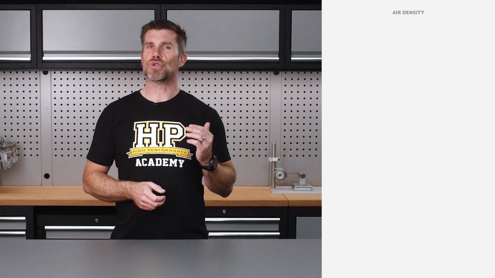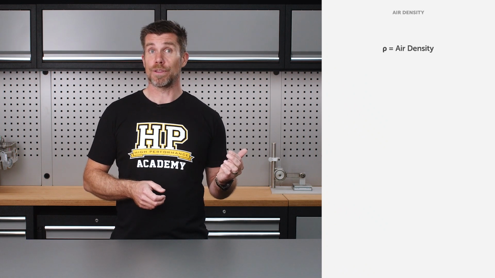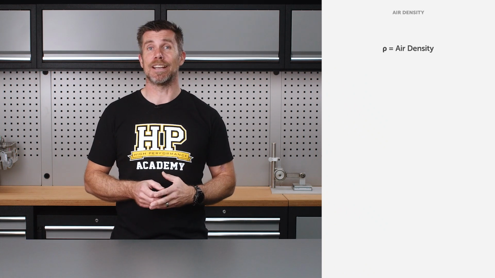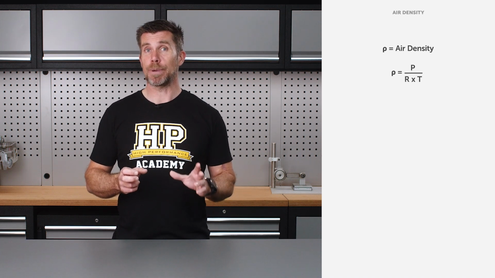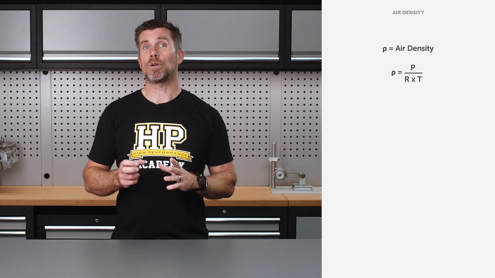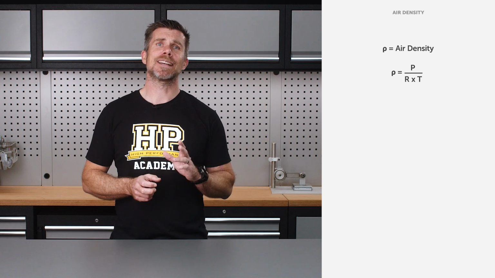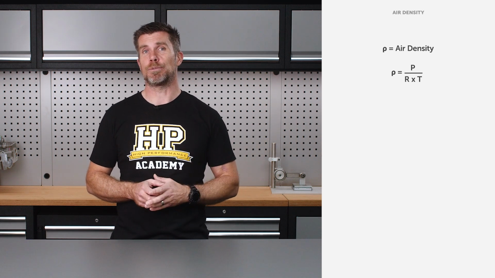Air density is described by the Greek symbol ρ. The equation to calculate air density in units of pounds per cubic foot is shown here. This is P divided by R multiplied by T. Let's discuss each element in the equation separately.